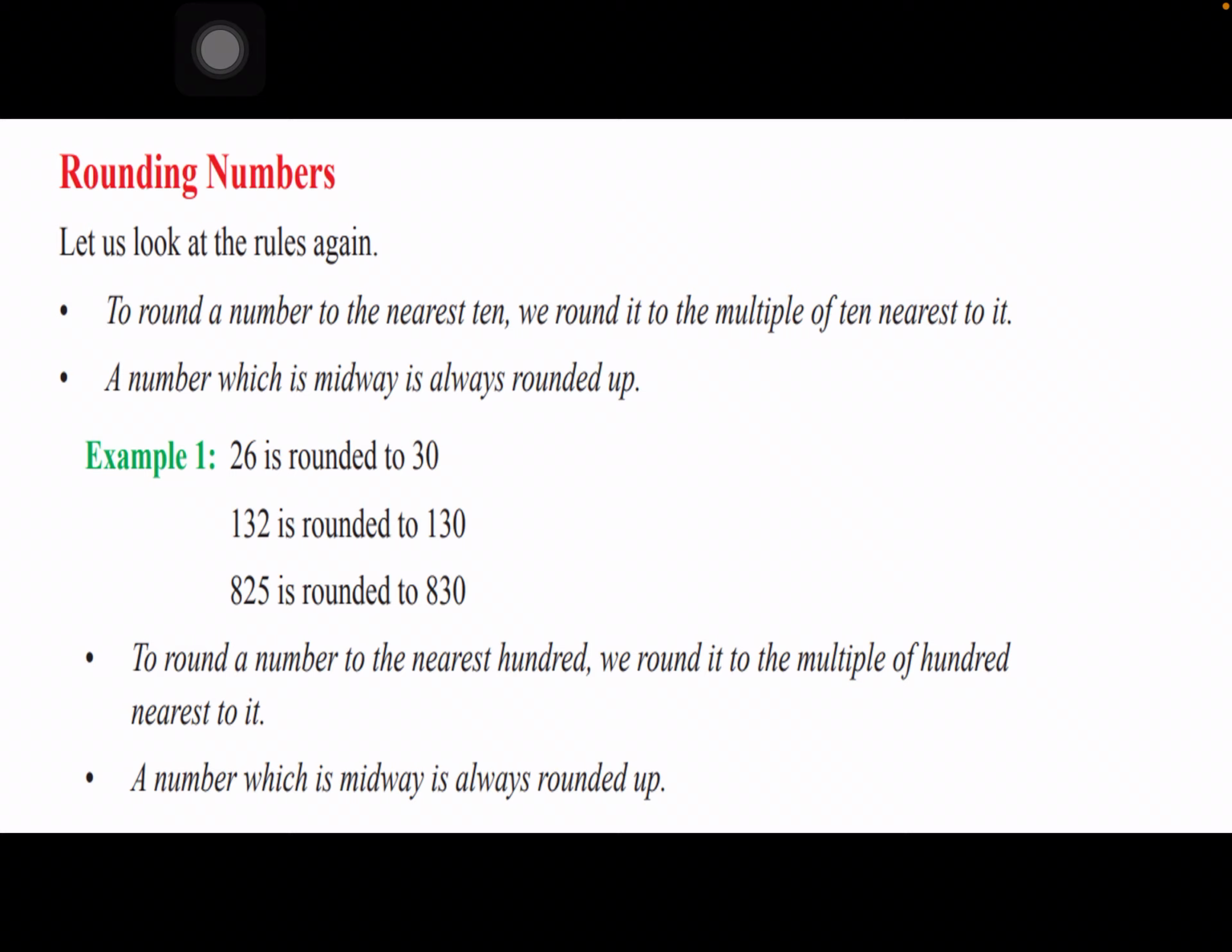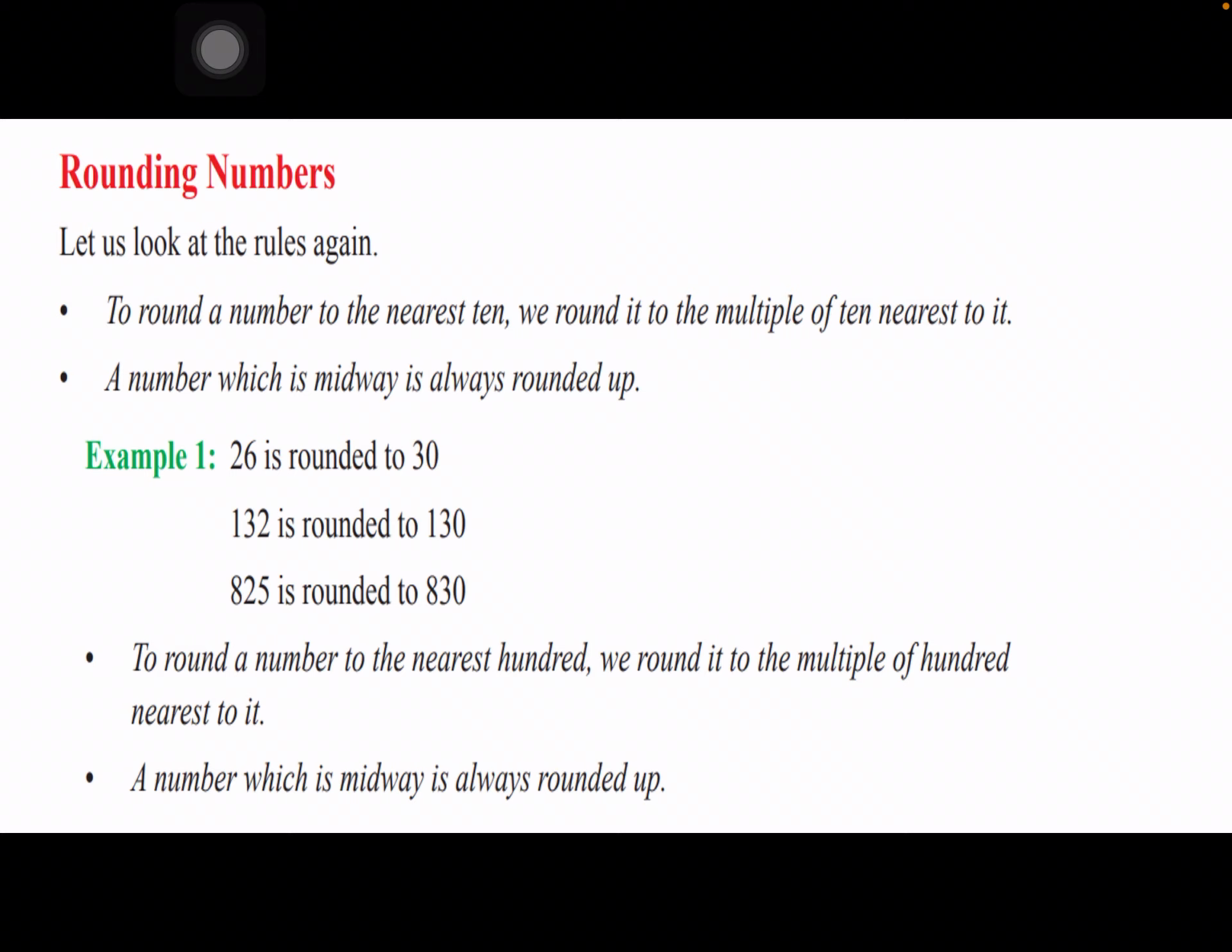825, the tens is 2, but your reference number is 5. 5, you rounded it off. Rounded to 3 becomes 830. 5, 6, 7, 8, 9, you rounded off. You rounded the number.